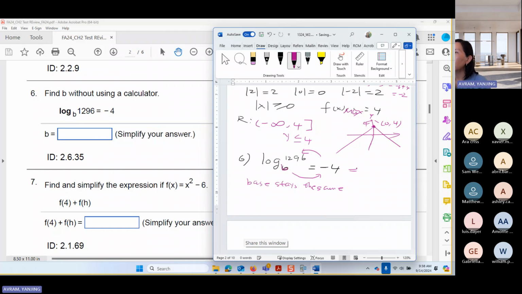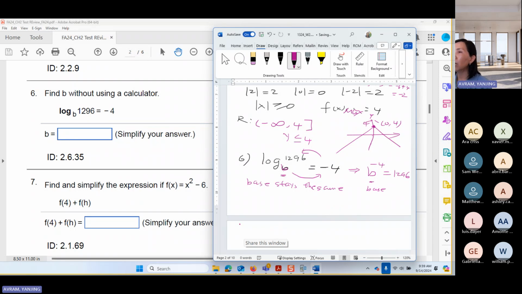When I convert it into exponential form, this b is still the base of the exponential. Okay, so this is the base. This is also the base for the exponential. And then this is b raised to the power of -4, and that is equal to 1296. So b raised to the power of -4 equals 1296.